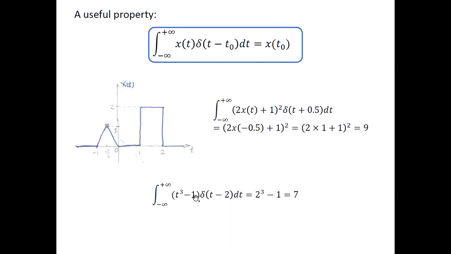And the next one, actually not related to the x of t here. We have delta of t minus 2, so we replace t zero with 2. The result is just t cubed minus 1, replacing t with 2, so 2 to the power 3 minus 1, which is 7.